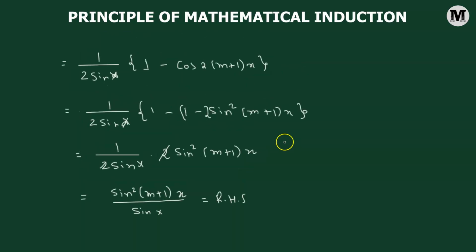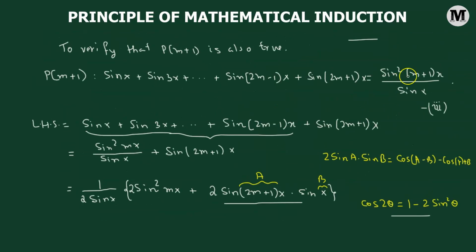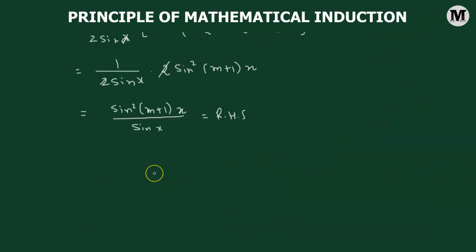Let's verify that. We needed sine squared of (m plus 1) times x over sine x, and this is exactly what we have obtained. So we were able to show that the left hand side of the expression came out to be equal to the right hand side. If the left hand side equals the right hand side, this means that our statement P of m plus 1, the one that we wanted to show, is actually a true statement.